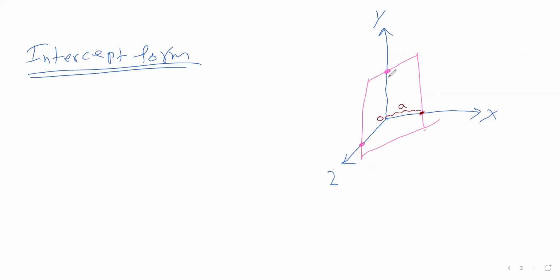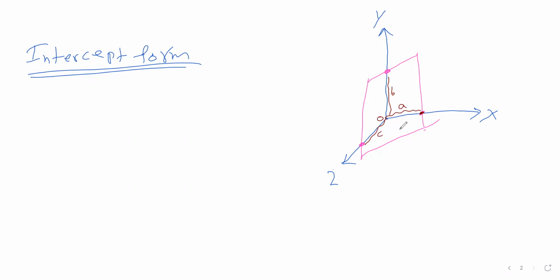Similarly, we have a point B where it cuts the y-axis, and that length I am supposing as B. This length we are supposing as C. So here A, B, C are nothing but the distances from the origin to the points where the plane cuts the axes. From the origin to the point where the plane cuts the x-axis, that distance is A. Similarly, on the y-axis the distance is B, and on the z-axis the distance is C.